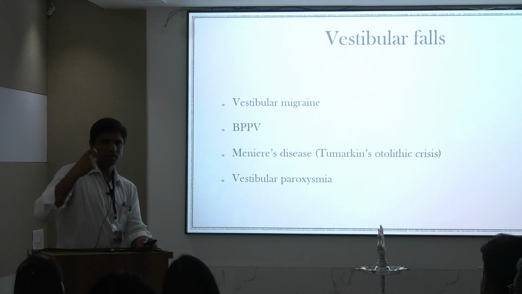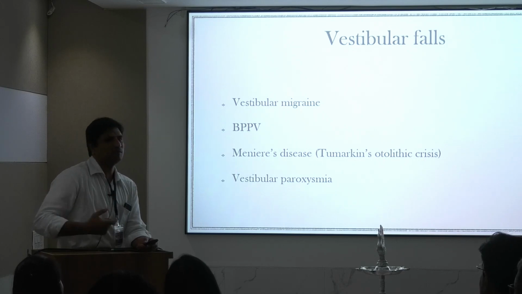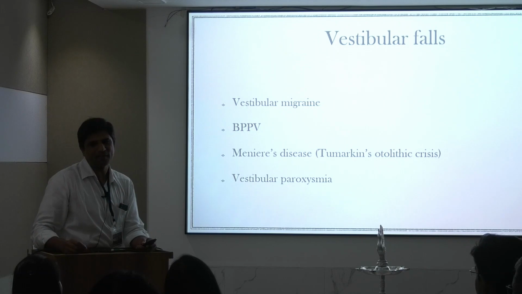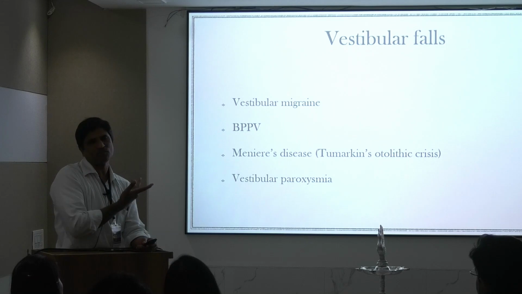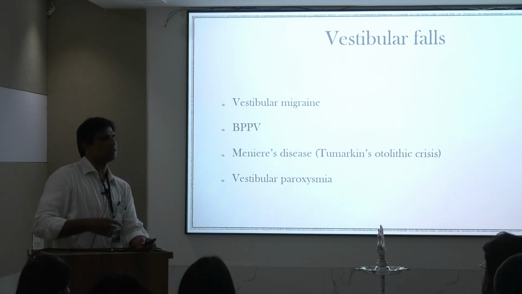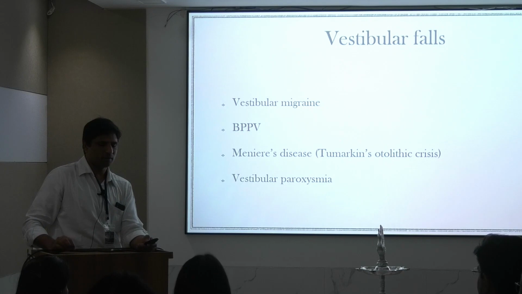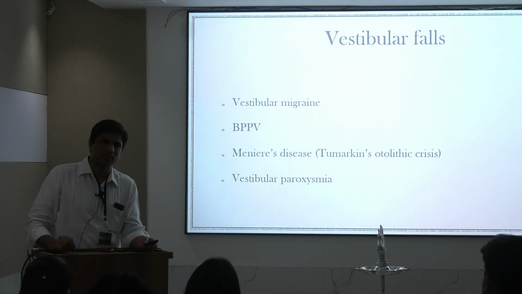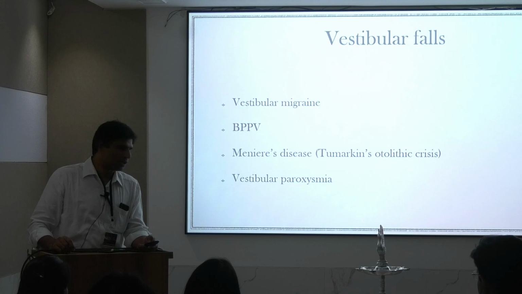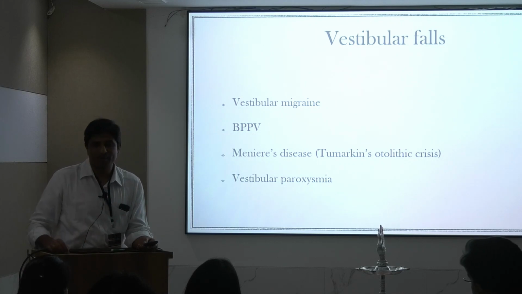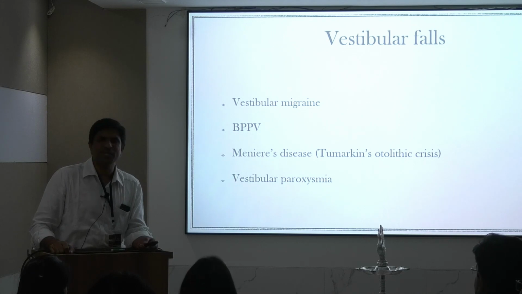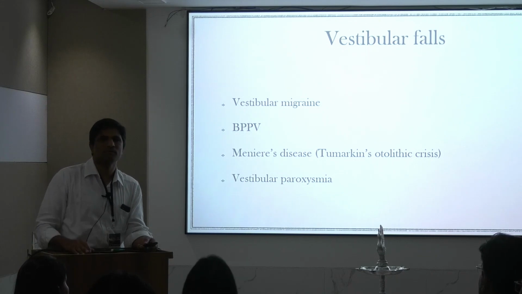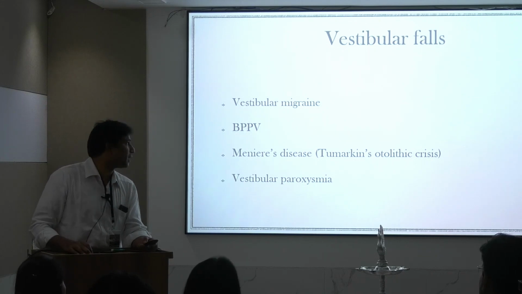which happens in a percentage of people, their disease actually starts off with falls, and the full-blown picture of Meniere's disease develops later on. Otherwise, if they are already having Meniere's attacks and they come with falls, you know that it is Tumarkin's otolithic crisis. Vestibular paroxysmia is short-lasting spinning sensations, and then they can come with falls. Here you will get a positive hyperventilation-induced nystagmus. You will also see a caloric weakness when you do a caloric test. You will also see audiometric hearing loss. All of those things will suggest that the person is having vestibular paroxysmia.